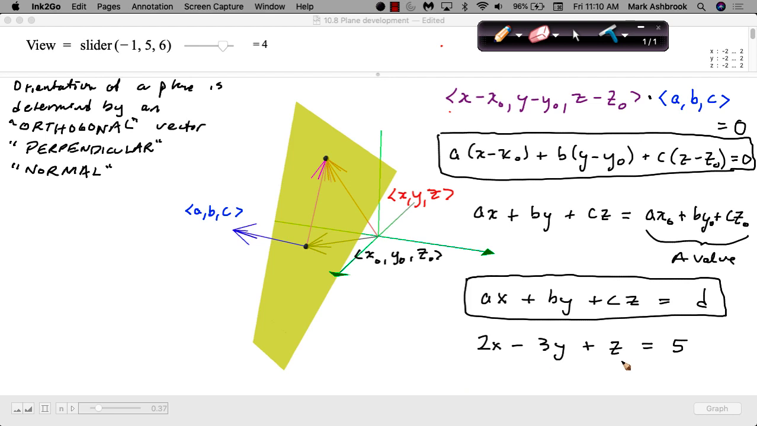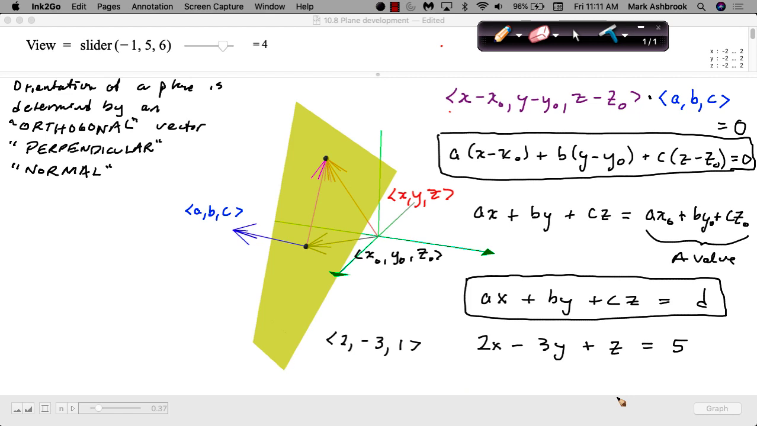So just looking at that, you know that the normal vector, 2, minus 3, 1, is a vector orthogonal to the plane. Okay, that's my orientation of the plane, right? It's a normal vector for the plane.